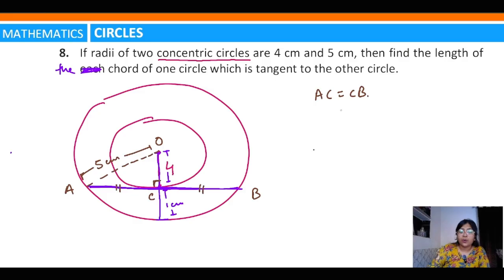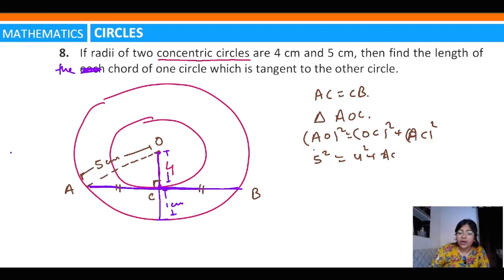Double of AC. Okay, so first we are trying to find out AC. Can you see triangle AOC? It is a right angle triangle, so we can apply Pythagoras theorem. So it is going to be AO square is equal to OC square plus AC square. Put the values. So 5 square is equal to 4 square plus AC square. So the value of AC will be 3 after solving this. So the length AC will be 3.